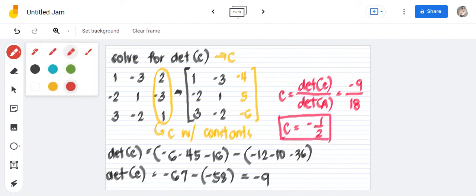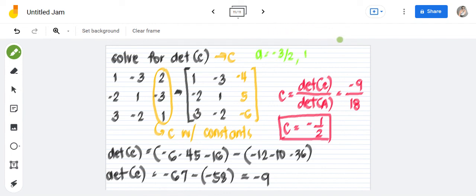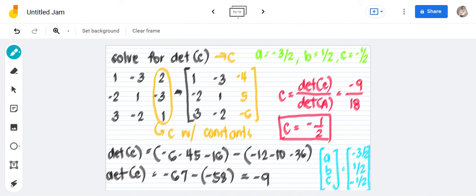So again, we can write our answers as a list. We have A is equal to negative 3 halves, B is equal to 1 half, and C is equal to negative 1 half. Or we could also write this in matrix form: the unknowns A, B, C are equal to 3 halves, 1 half, negative 1 half. So that's for our Cramer's rule.